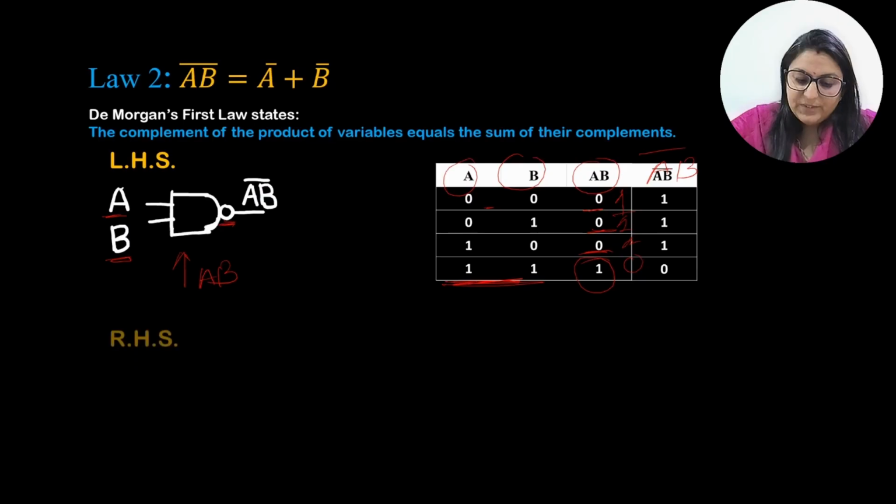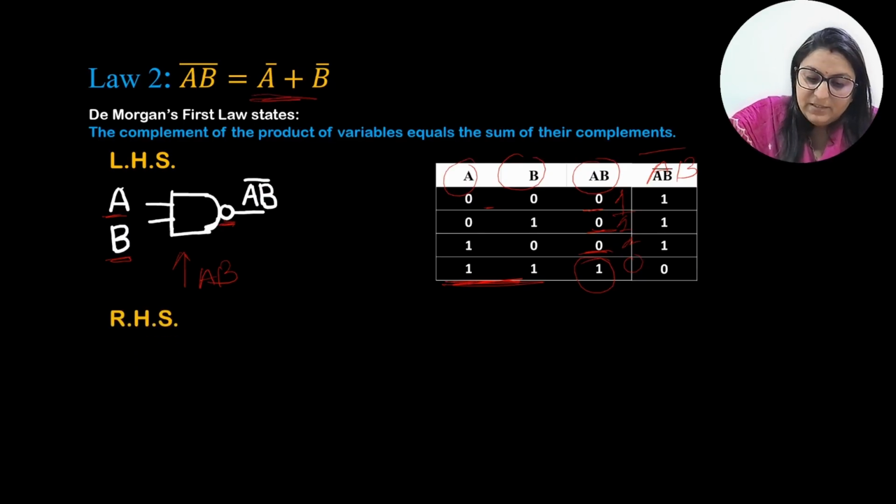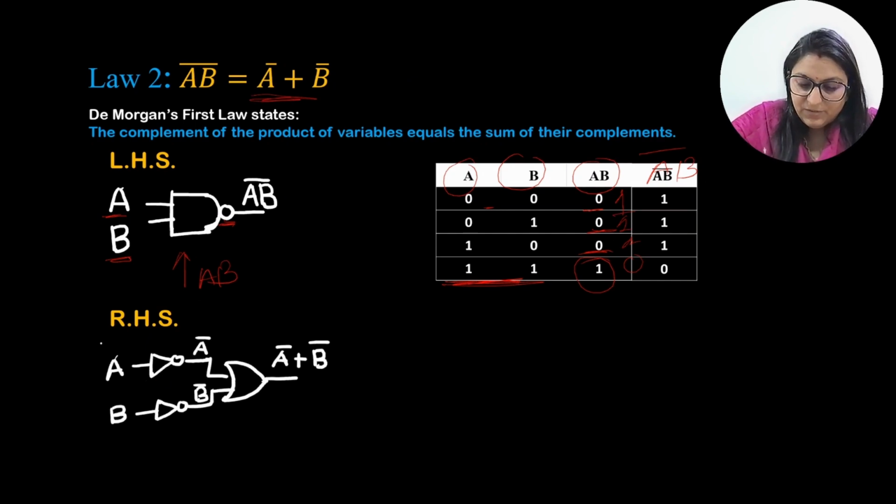Now let us prove with the RHS. So here we have to draw the logical circuit A bar. So we will pass first A, and to make this A bar we will have this NOT gate. Again for the B we will get the NOT gate. After that A bar plus B bar. So for this plus sum we will use this OR gate.